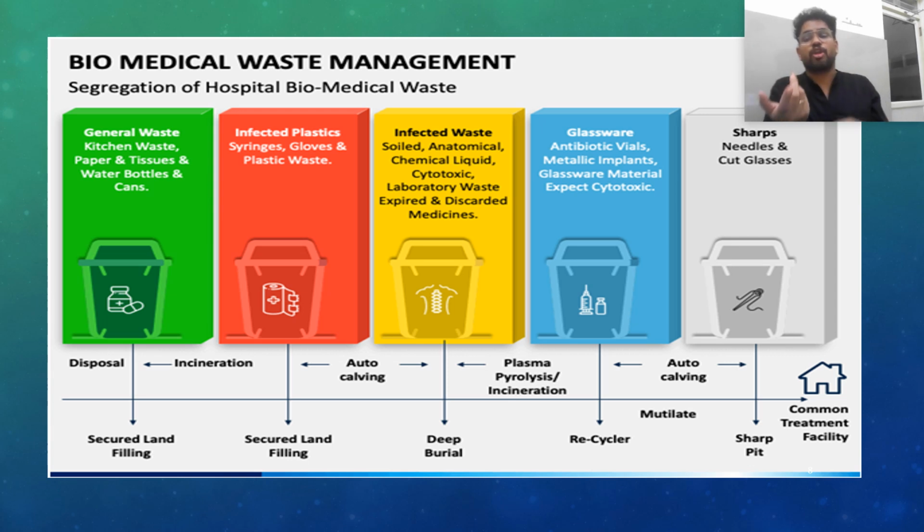In the same way, the next point is glassware, again antibiotic vials, metallic implants, and glassware materials, except cytotoxic ones. As I told you about the broken ones, they should be treated in a perfect way so they don't cause any harm or injury even to the handlers. Autoclaving would be done and it would be sent to recycling. Next are sharps, needles, and cut glass, which would be autoclaved and sent to a sharp pit. So all this would be treated under a common treatment facility.